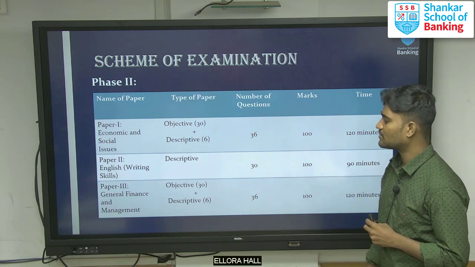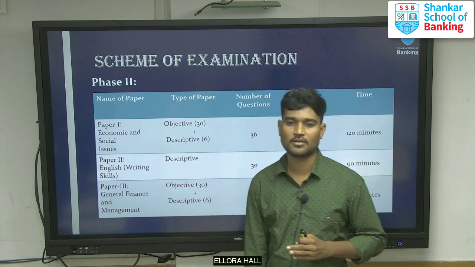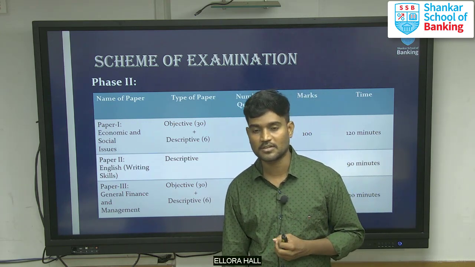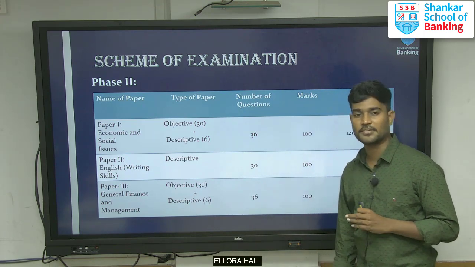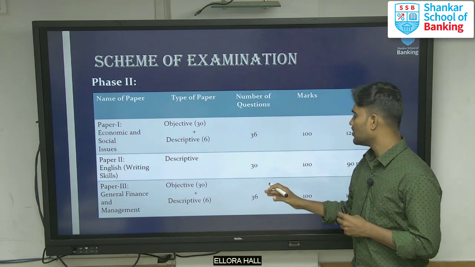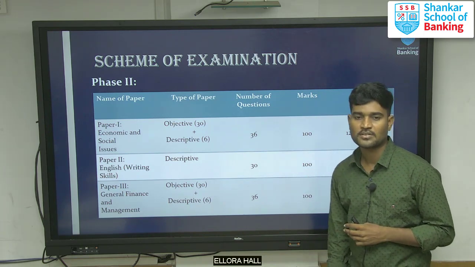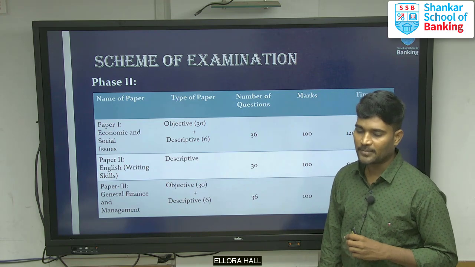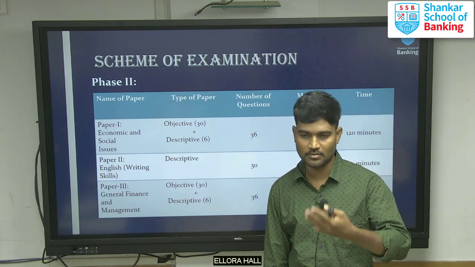Here, paper 2 is the English descriptive paper. They gave three types of papers: the first one is essay writing, the second is descriptive writing, and the third is comprehension, right? For that they provided 90 minutes of time, 100 marks. So total 300 marks. Mains marks are very important because they play a vital role in the interview.